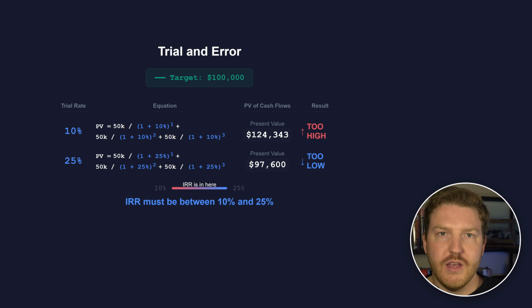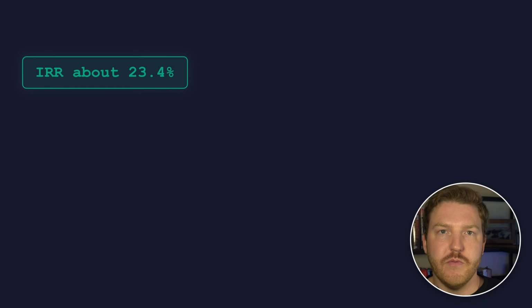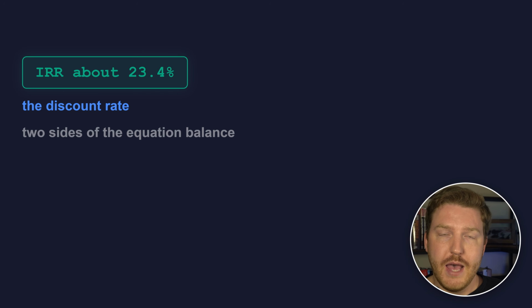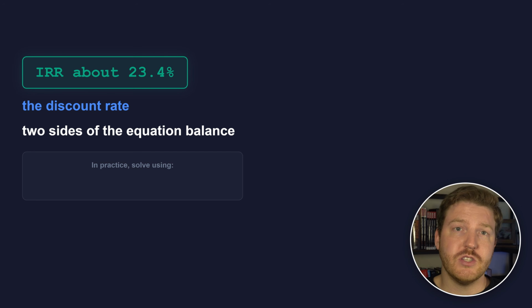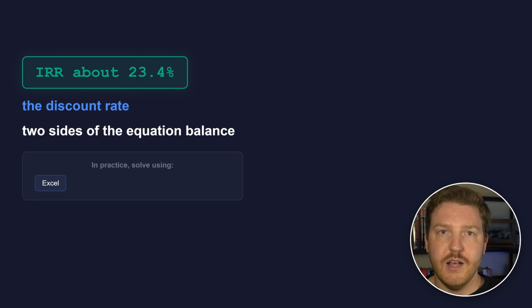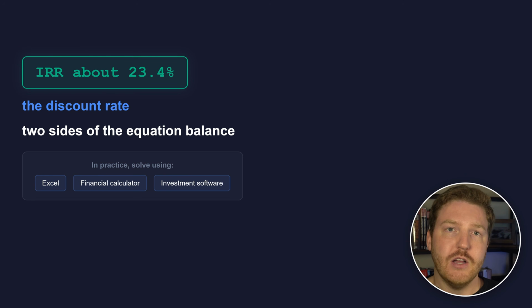For these cash flows, the IRR is about 23.4%. That means 23.4% is the discount rate that makes the two sides of the equation balance. In practice, you would usually solve for IRR using Excel, a financial calculator, or investment software because this is typically found through iteration rather than simple algebra.